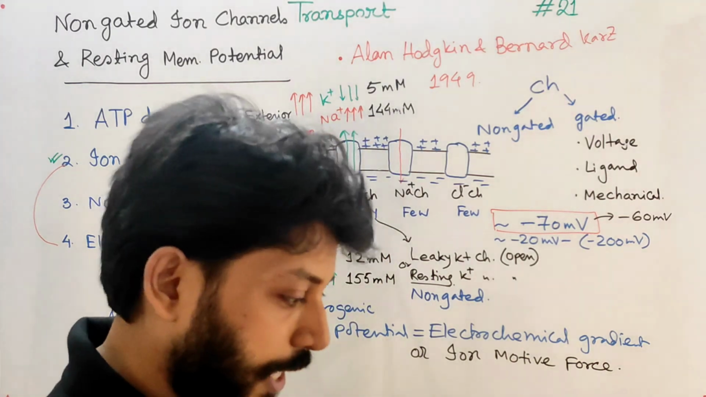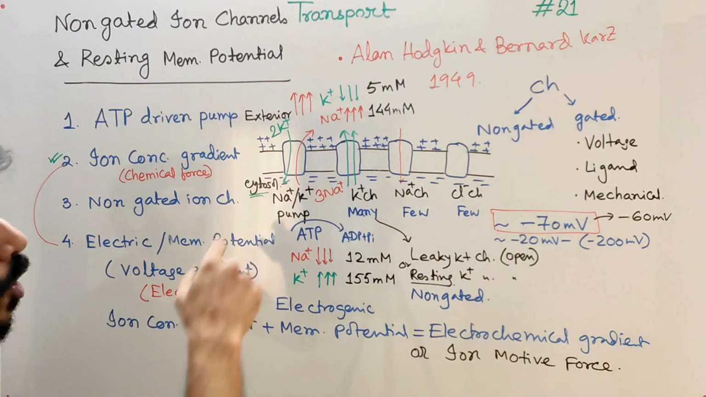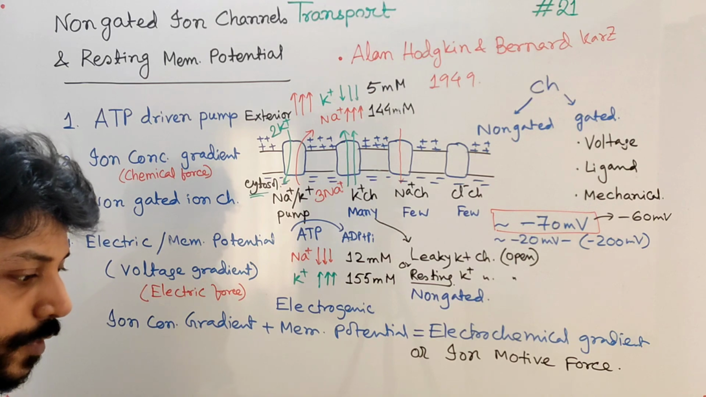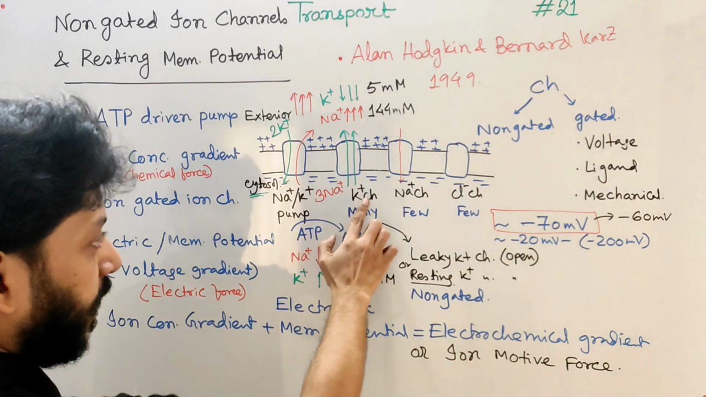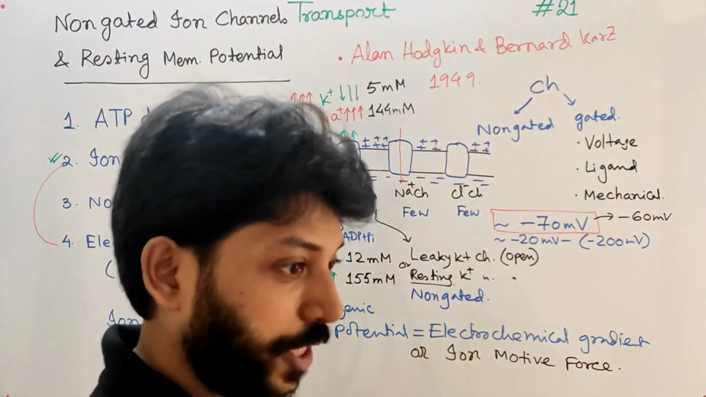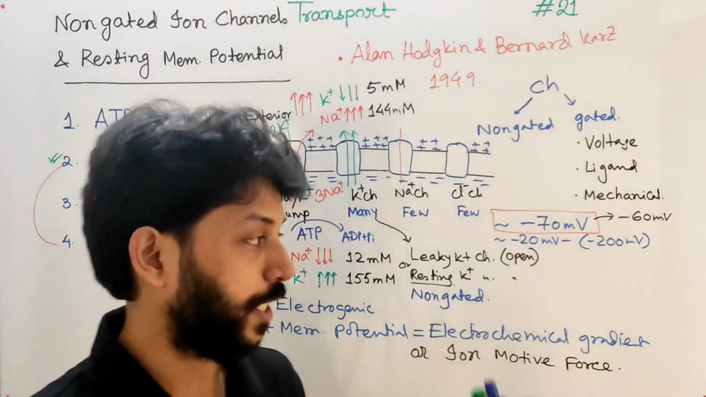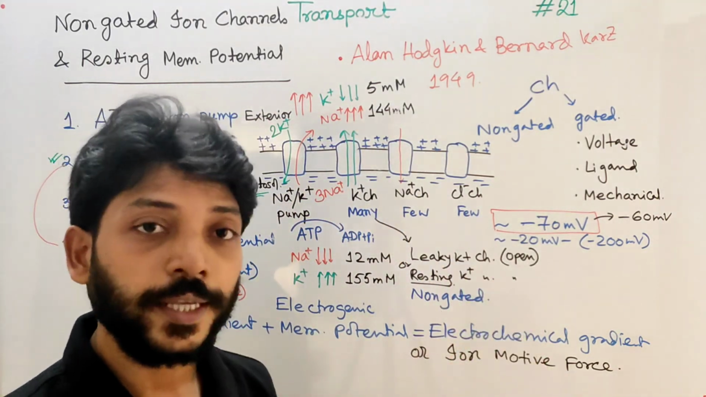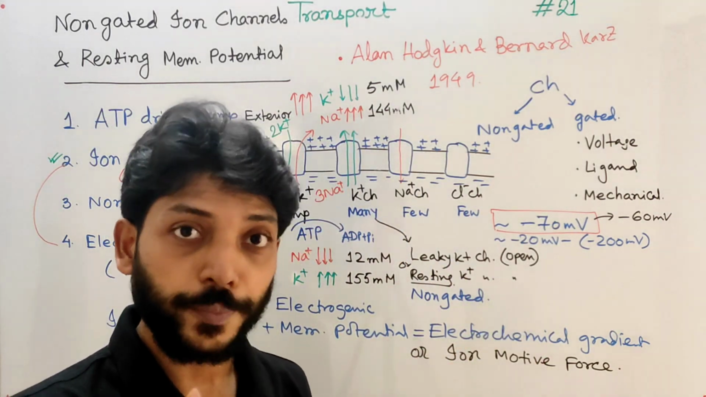By this simple experiment of Alan Hodgkin and Bernard Katz, they discovered that potassium channels are important, and potassium movement through these non-gated or leaky potassium channels is very important to establish the resting membrane potential.